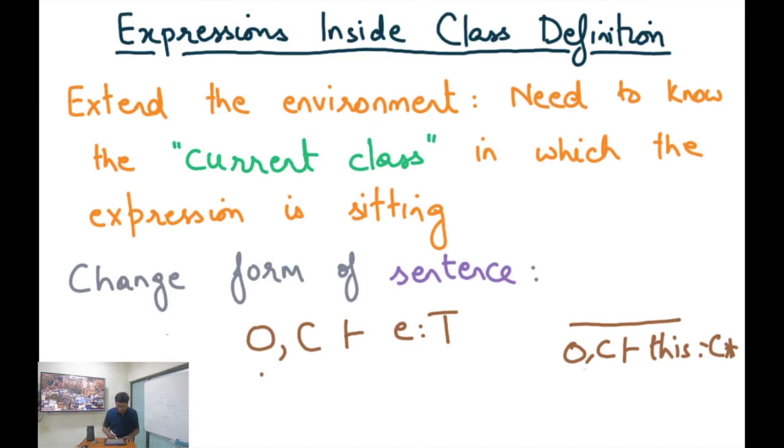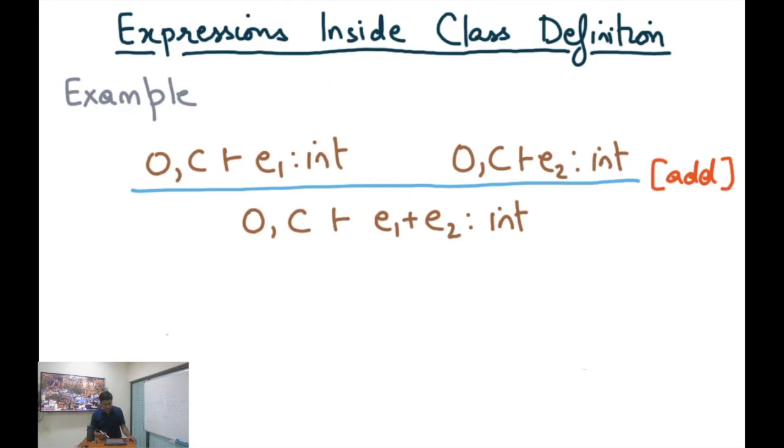Okay, so this is how I am going to change the form of my sentence, and all my current typing rules, I can just add C to the left hand side of the turnstile operator. Just like when I added O, now I can add more environment variables. In this case, it's the current class C. So for example, I could change my add example to O, C. Under O, C, E1 has type int and E2 has type int. Then under the same O, C, E1 plus E2 would have type int.